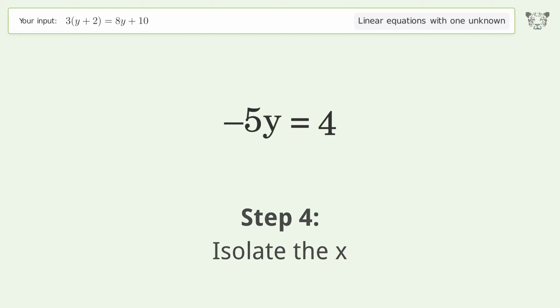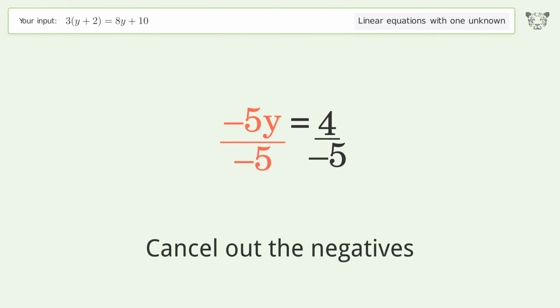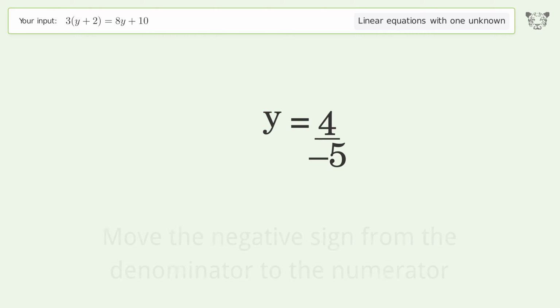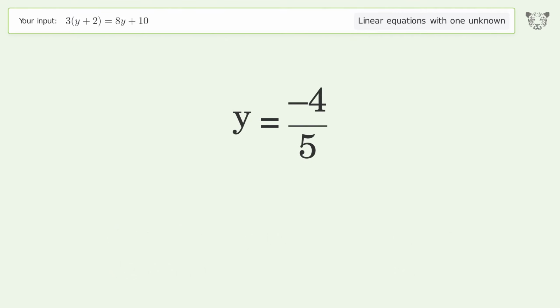Isolate the x. Divide both sides by -5. Cancel out the negatives. Simplify the fraction. Move the negative sign from the denominator to the numerator. And so the final result is y equals -4/5.